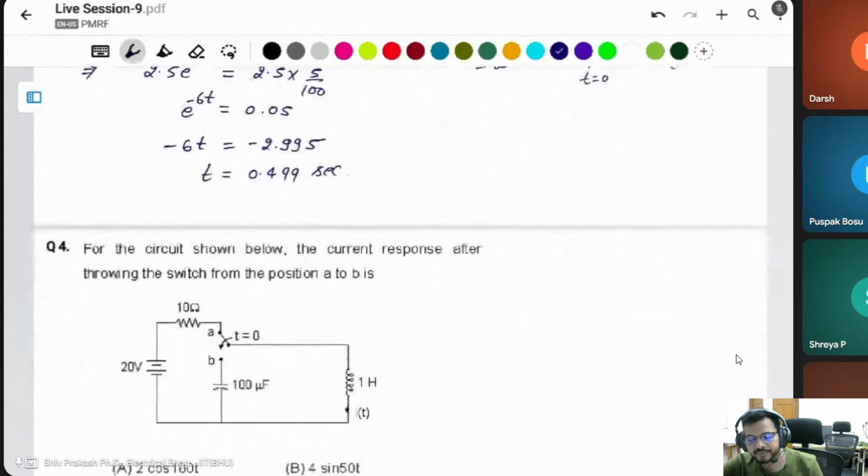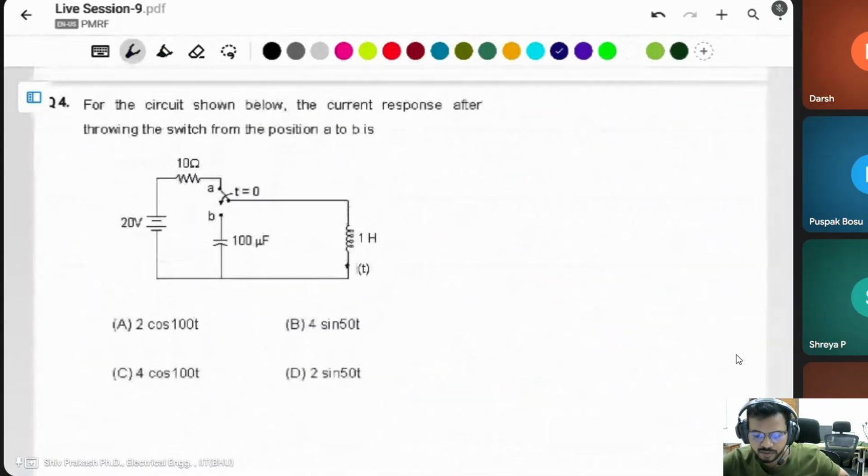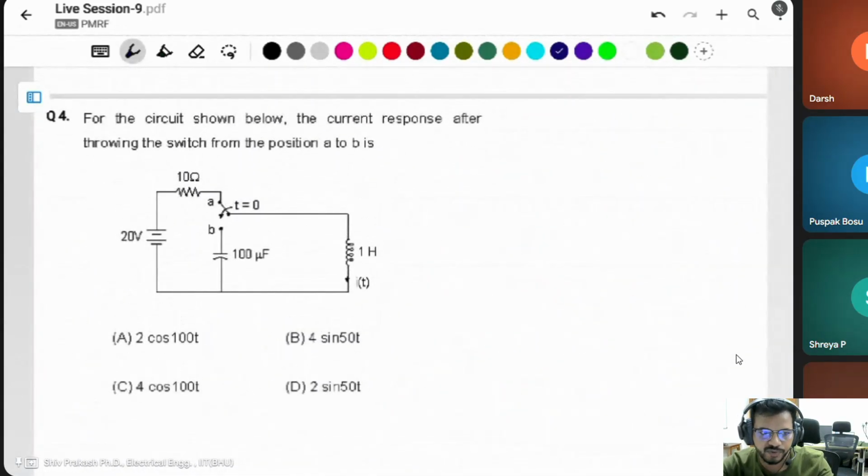Okay, next question. For the circuit shown below, the current response after throwing the switch from position A to B. It is asking about the current response when the switch is turned on, closed at position B.